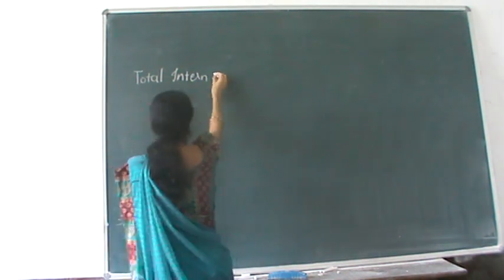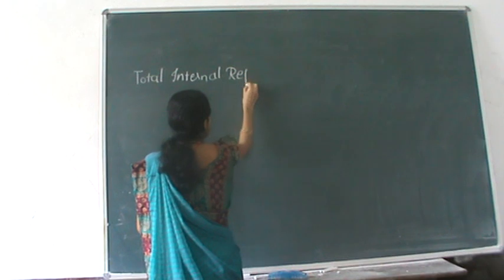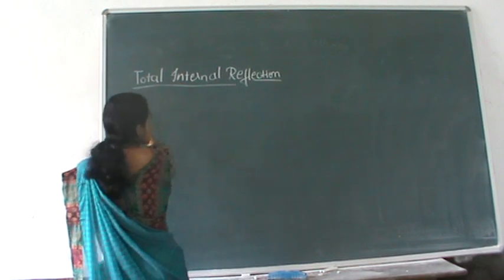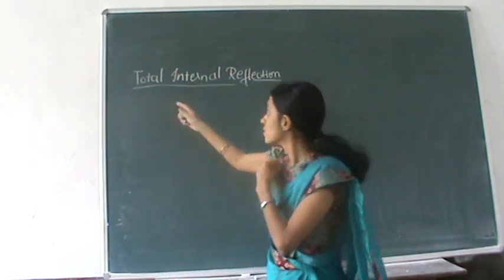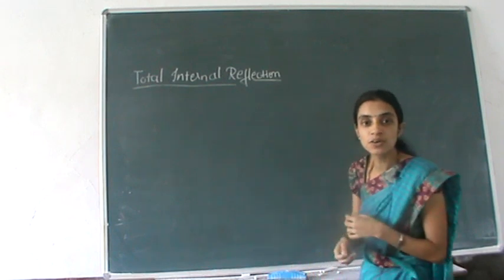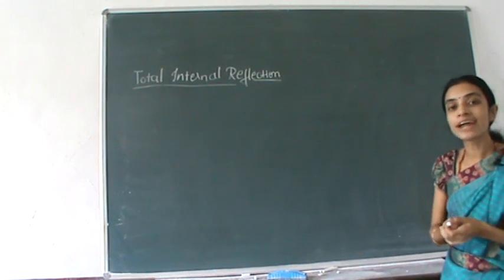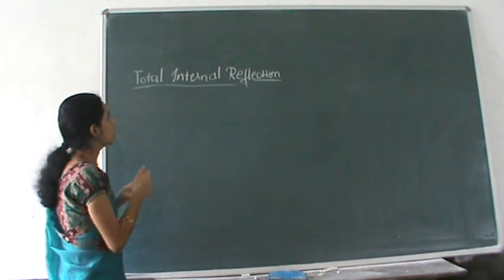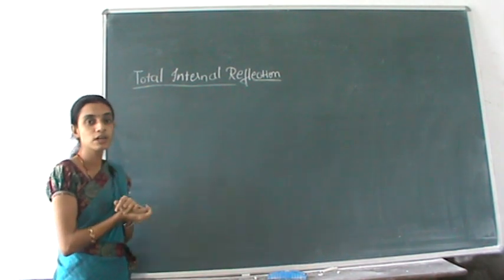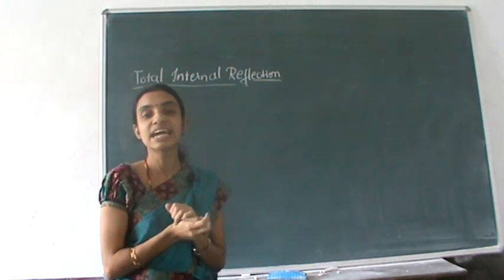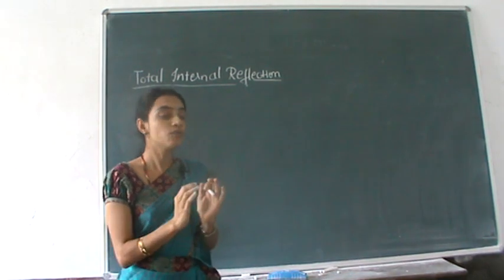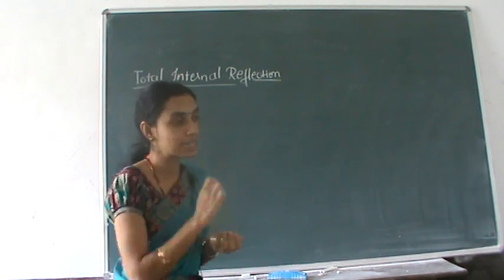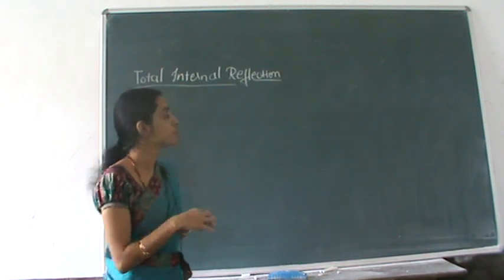Total internal reflection. You have come across the term reflection, which is the bouncing back of light to the same medium. In total internal reflection, the object should be present in the denser medium. When this phenomenon occurs, there is no loss of intensity of the light. The intensity value remains the same.